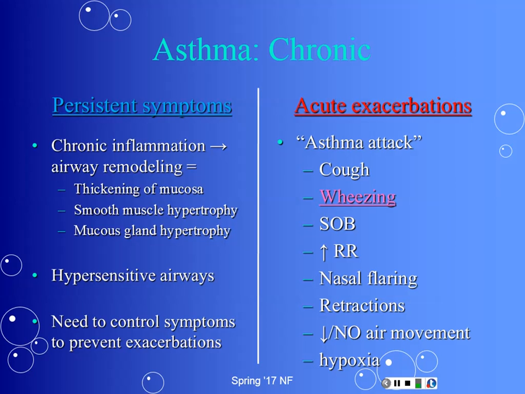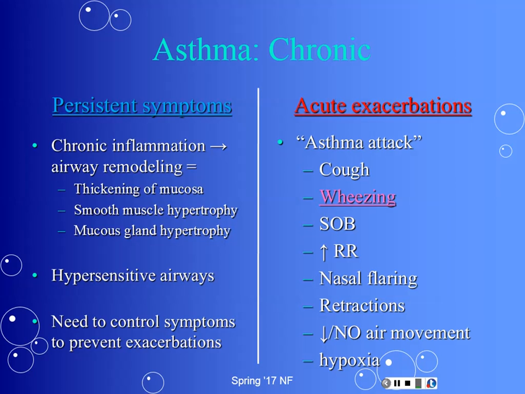With that airway remodeling, the mucosa will get thicker. You'll start to get that smooth muscle hypertrophy, so it'll be excessively reactive to everything. Okay, and then the mucus gland hypertrophy, so it's just going to keep producing more and more and more mucus. Okay, so your airways are going to get hypersensitive. So we want to control those symptoms and prevent exacerbations.